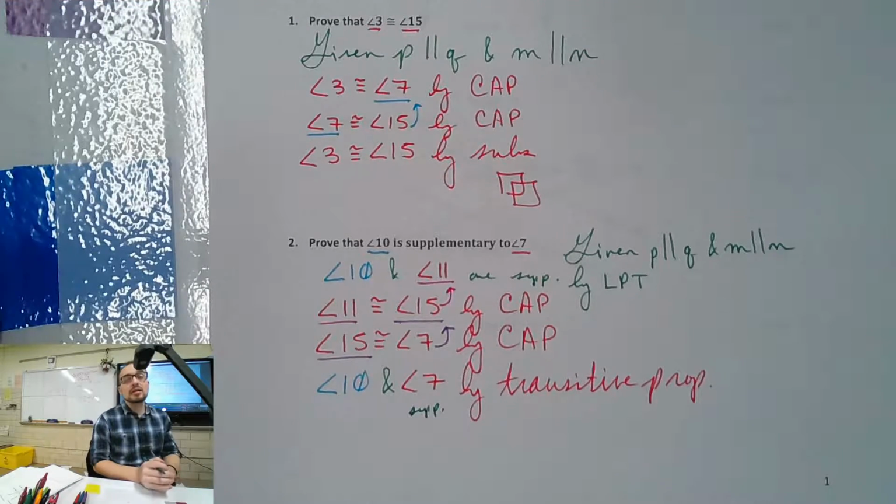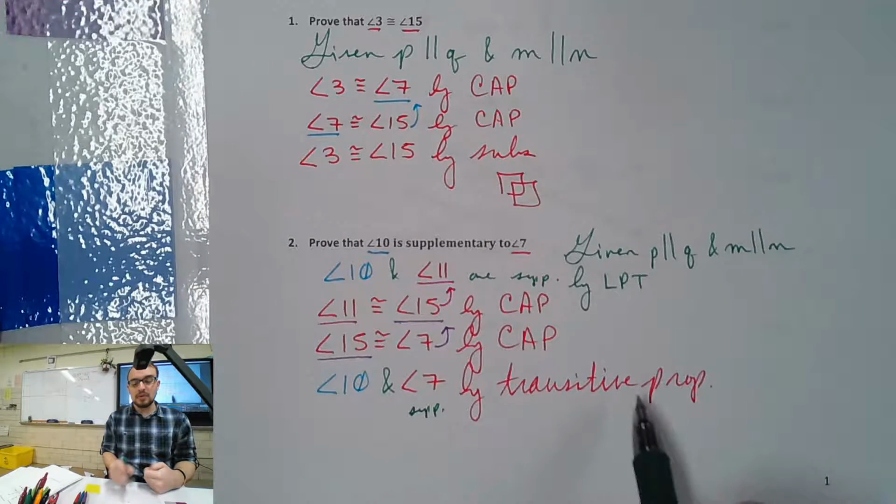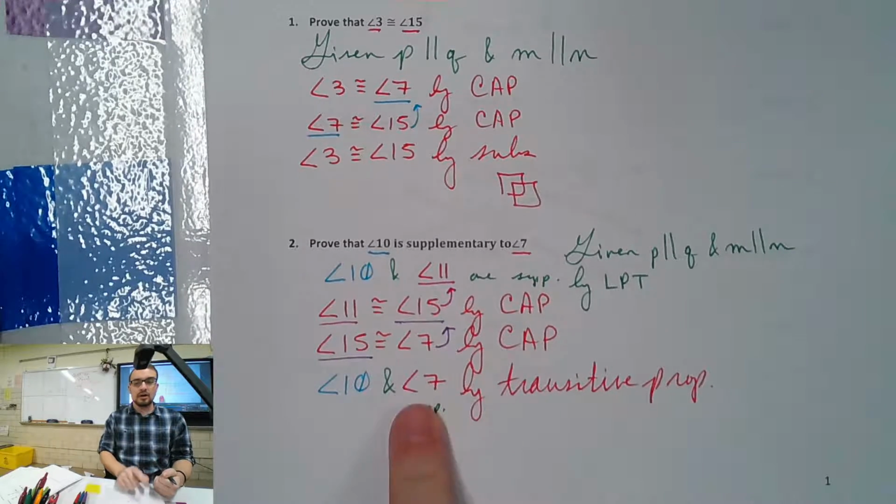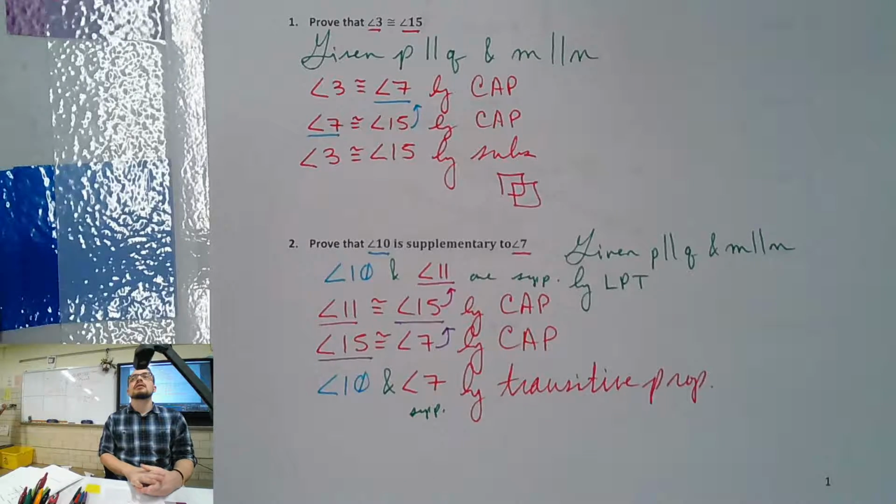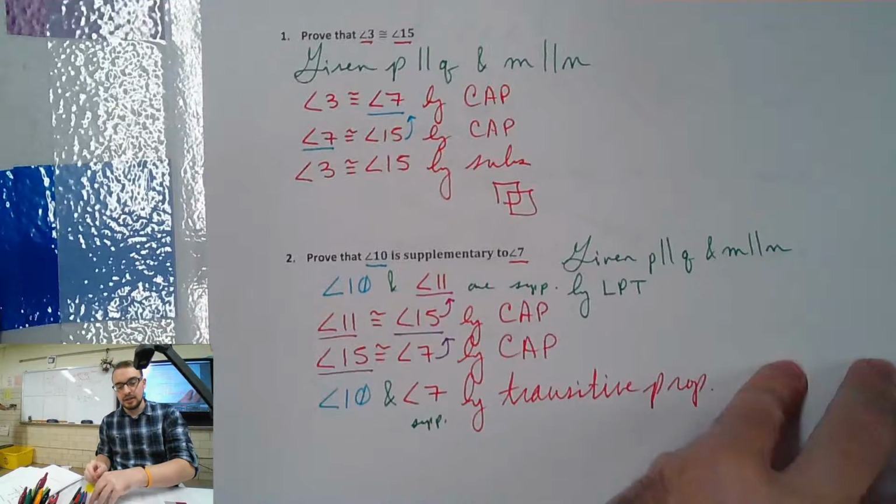Sorry, I'm trying to go quickly. 10 and 7 are supplementary by the transitive property. Don't just tell me 10 and 7. Tell me what they are. Okay? That's my question. Do you see what's going on here? Awesome. All right. Turn the page.